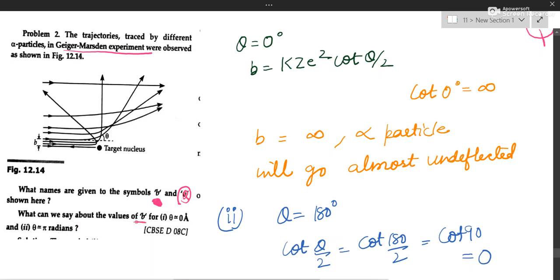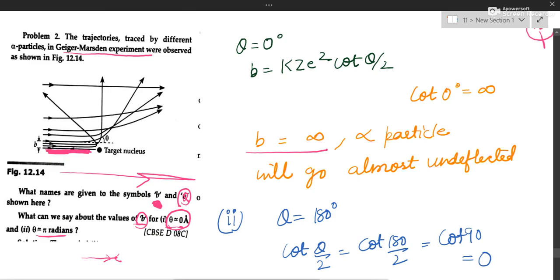What can you say about B when theta is 0? Theta is approximately 0. 0 means straight line. Matlab alpha particle is going straight. When will alpha particle go straight? When it is moving from a distance. So B is very large. When distance is very large. So I have written when B is infinite. And when theta is pi, pi matlab ki the alpha particle has to come back. When will it come back? When it is coming along the central line of nucleus, it means there is no impact parameter. It's 0.